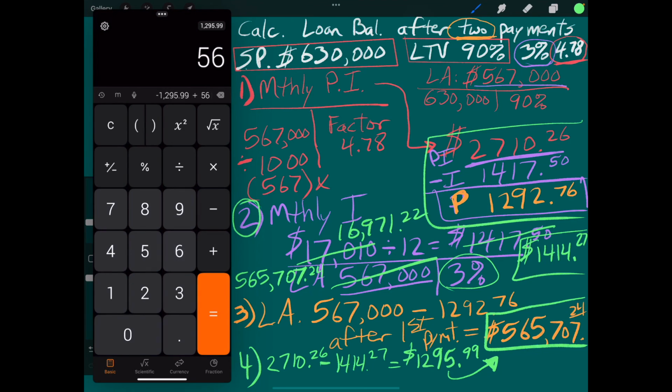the $565,707. So our new loan balance, the answer to the question is $564,411 and some change. But that's close enough. $564,411. That's how we do the very first example that I gave you, the test practice question.